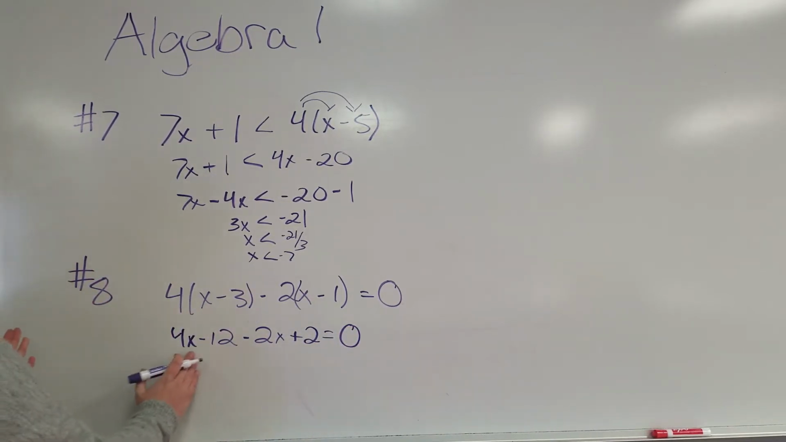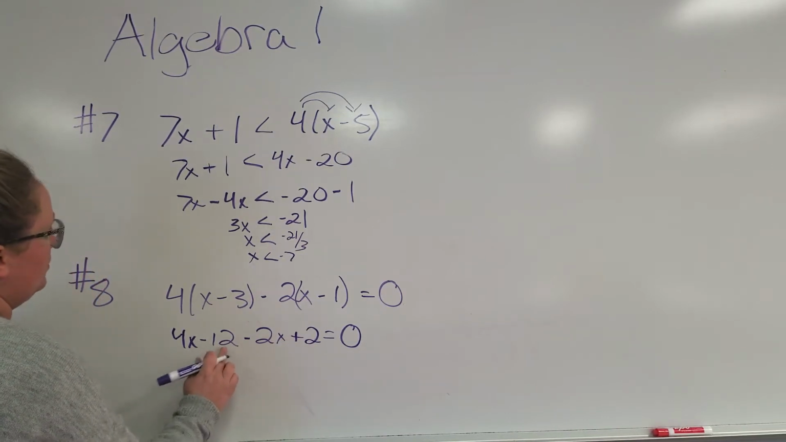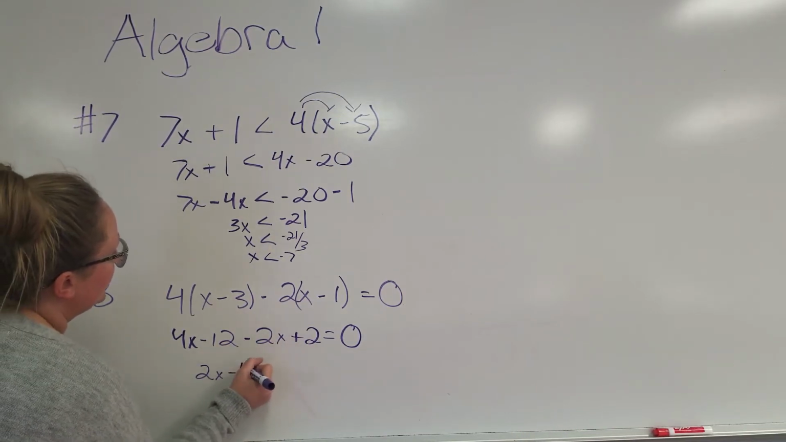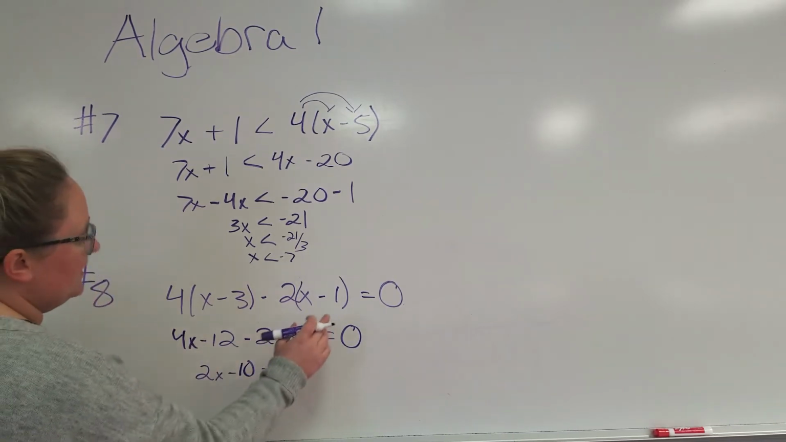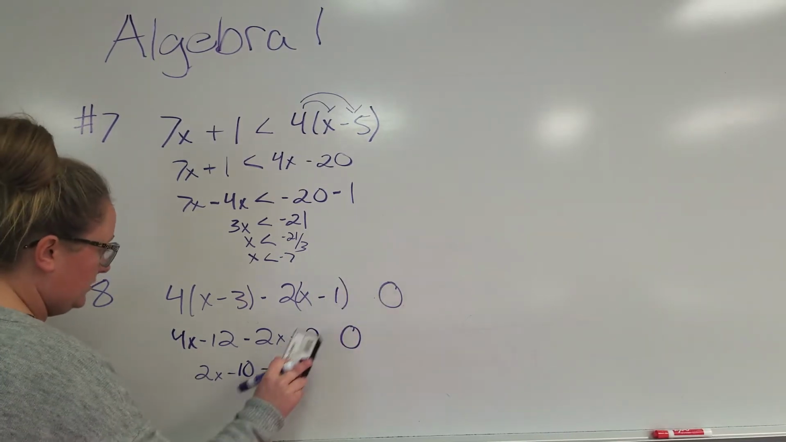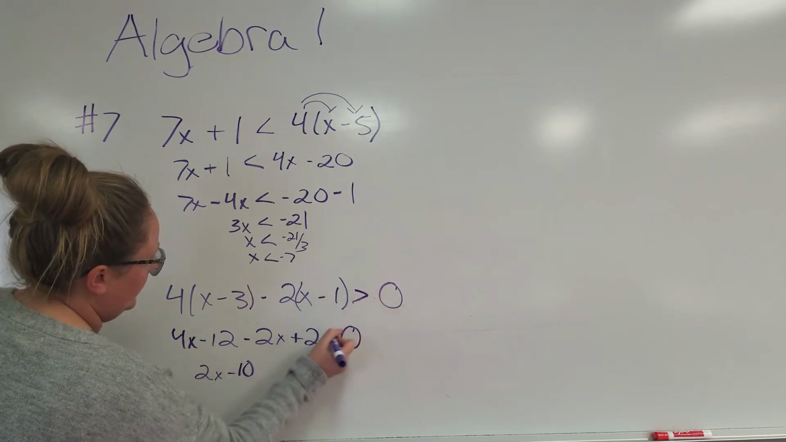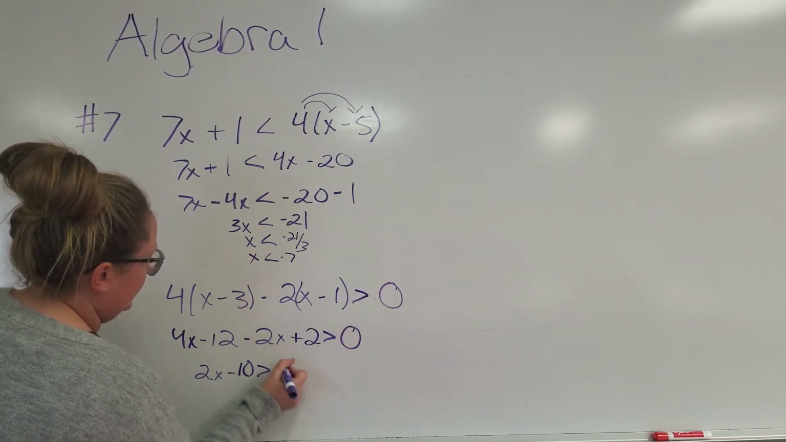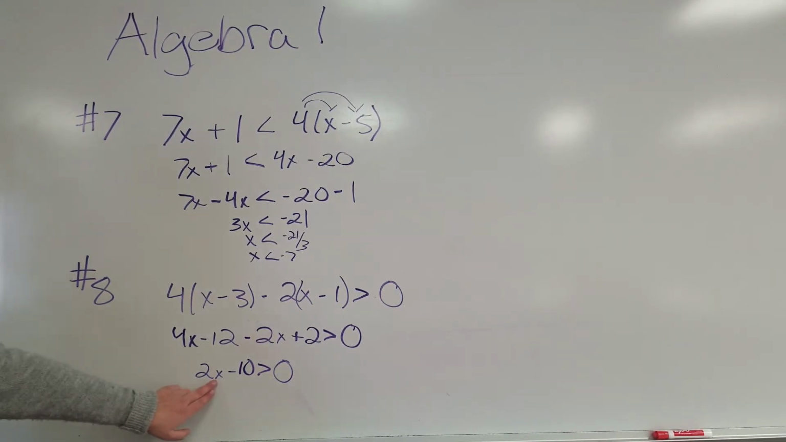We have 4x minus 2x, which gives you 2x. Then you have a negative 12 plus 2, which gives you a negative 10. It's not an equal sign. It should be a less than sign. I'm sorry, a greater than sign. Here, 0. All right.